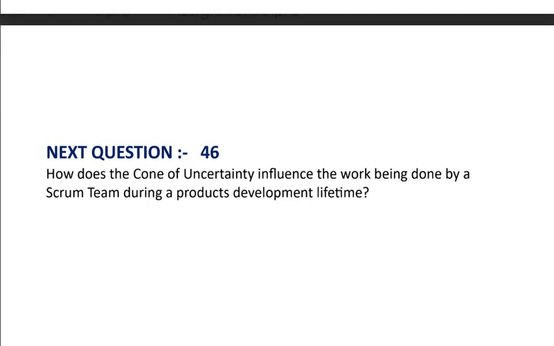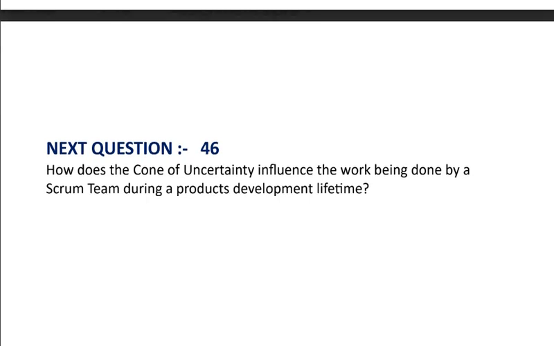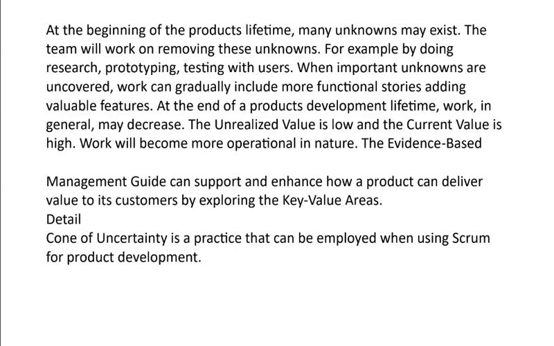Question is, how does the cone of uncertainty influence the work being done by a Scrum team during a product's development lifetime? Answer is, at the beginning of the product's lifetime, many unknowns may exist. The team will work on removing these unknowns, for example, by doing research, prototyping, and testing with users. When important unknowns are uncovered, work can gradually include more functional stories adding valuable features.